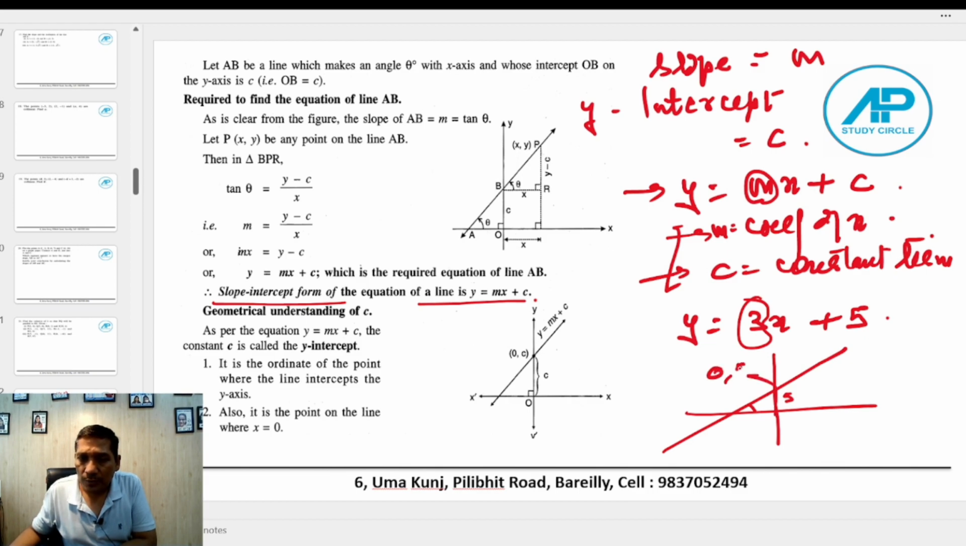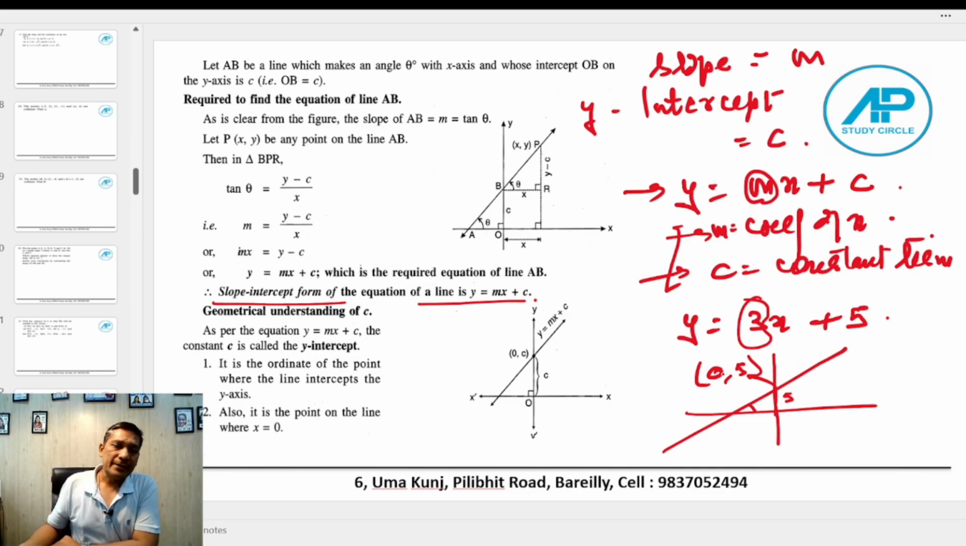This point should be (0, 5). I hope you understand this. So I have a basic idea of a straight line in my mind. The equation should give you a visualization in your mind of where the line should be passing, what the angle of the line will be, how it will be inclined. All these things should be clear to you just by knowing the equation of a line.